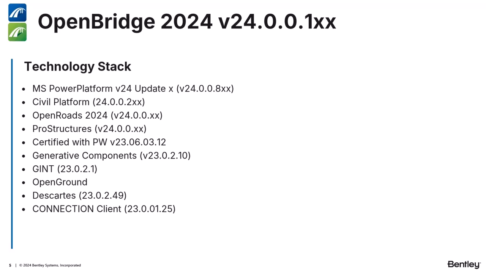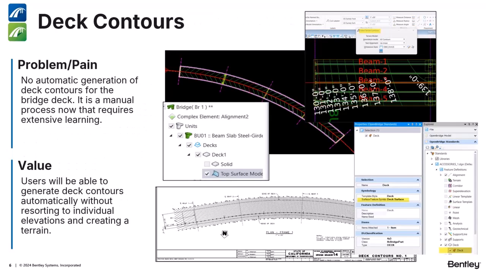So let's start. First one, deck contours, right? Yes, we have deck contours now because before we couldn't generate it. If you wanted to generate it, you had to plot some points, ASCII files, build a terrain using XYZ from the deck elevations report, many different options. But it was kind of an extensive learning because you need to know how to build a terrain.